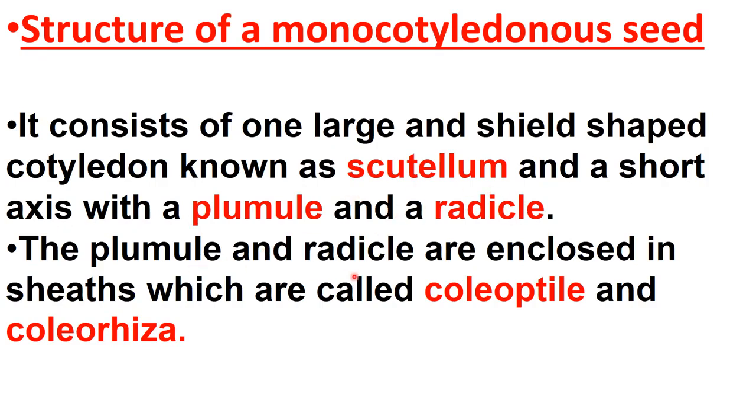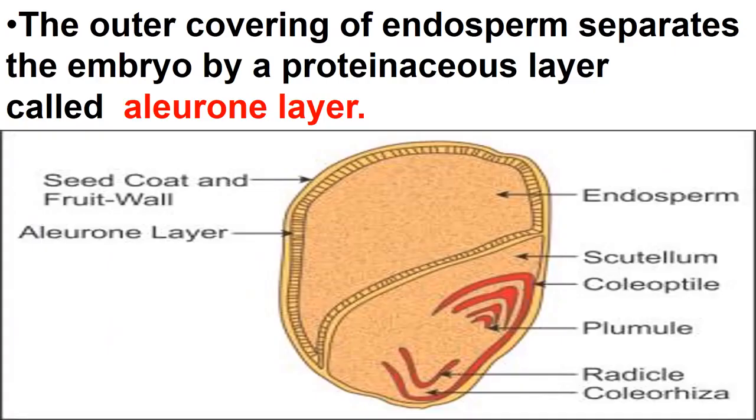The plumule and radicle are enclosed in sheaths which are called coleoptile and coleorhiza respectively. So here the covering over the plumule, meaning the sheath over the plumule, is called coleoptile, and the sheath over the radicle is called coleorhiza. The outer covering of endosperm separates the embryo by a proteinaceous layer called aleurone layer.